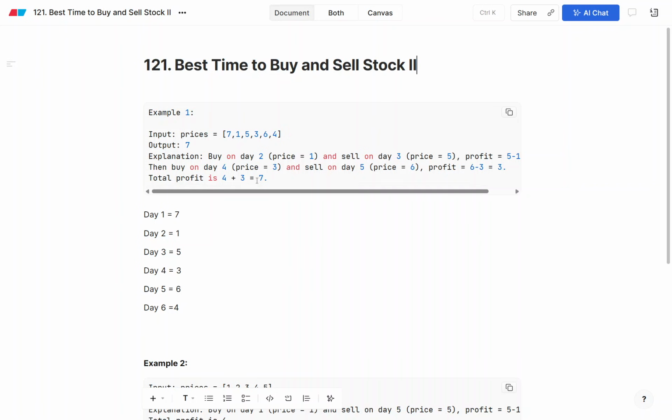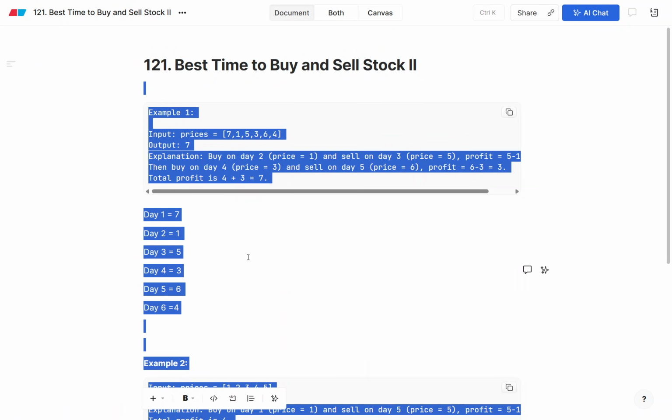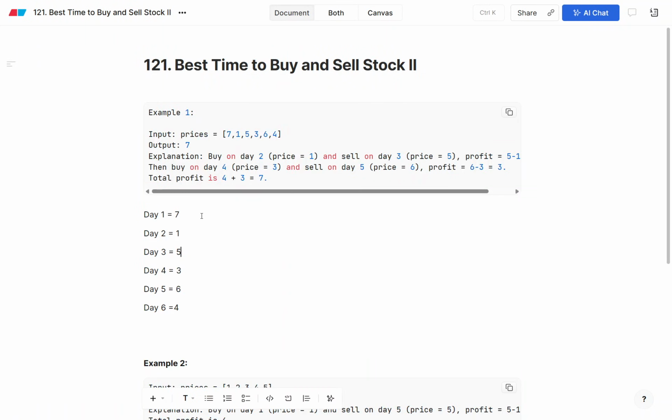Okay, so as I mentioned, we need to find two prices. Day one is 7, and day 2 is 1. The first price will always be the minimum, and the second price will be greater than the first. So we need to find the two prices. We will be checking the minimum cost price, then we will be checking the maximum selling price.